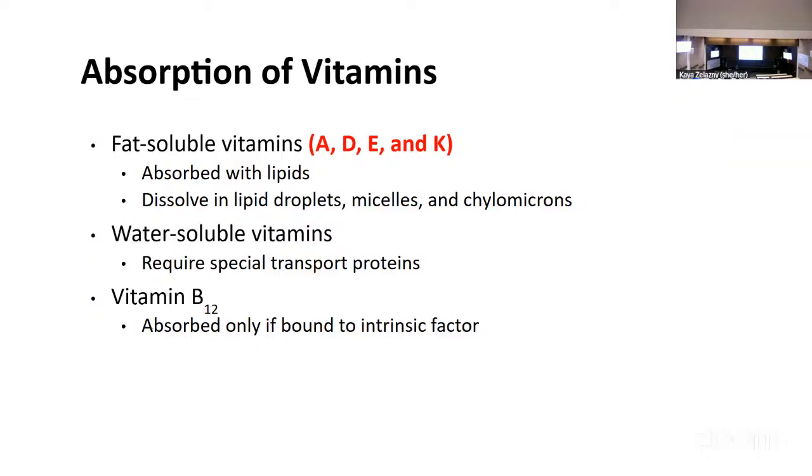Water-soluble vitamins can swim around in your intestinal contents on their own. They're going to require special transport proteins for each vitamin. We're not going to go into the specifics of each of those special transport proteins, but we do want to mention one separate from the others, which is vitamin B12.